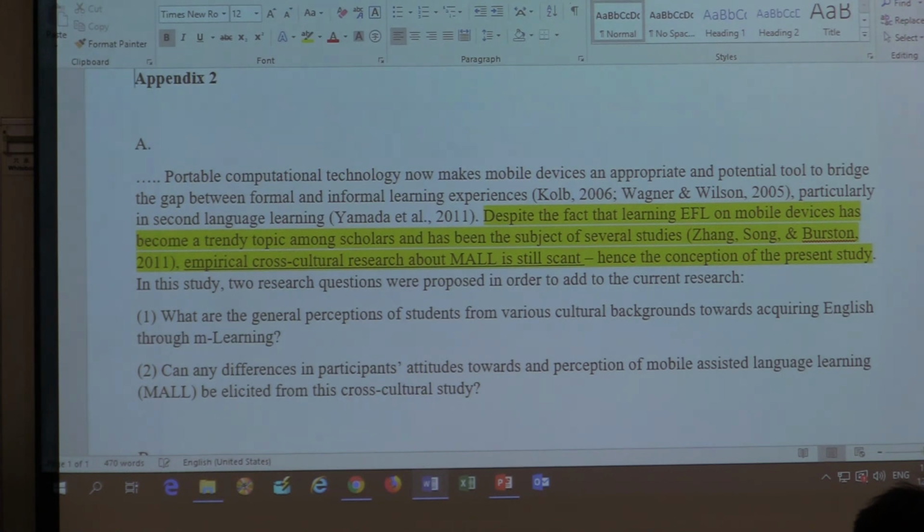So for the first article: despite the many studies, empirical cross-cultural research about this is still scant. So remember this, right? Like some work is scant or scarce, or there's a dearth of something. You have to notice this key sentence structure, as it alerts us to the research gap, okay? So pay attention to this kind of phrase and structure. Have you got it right? Yes? Okay, good.